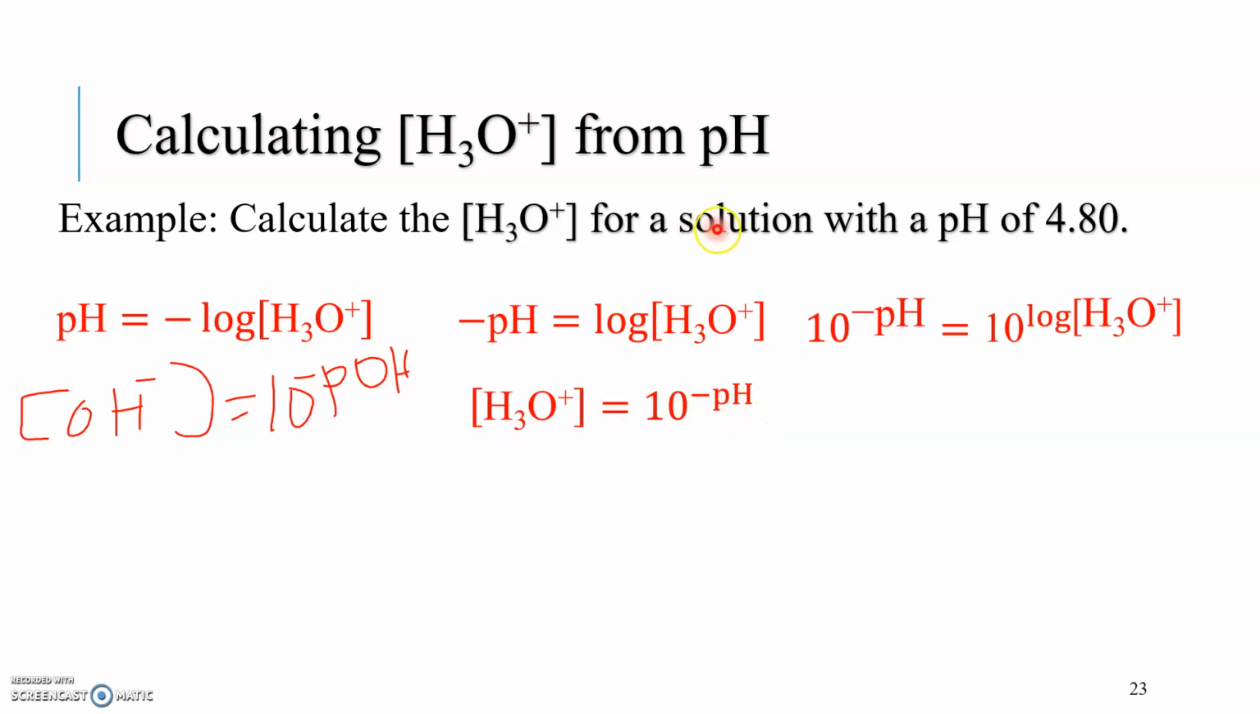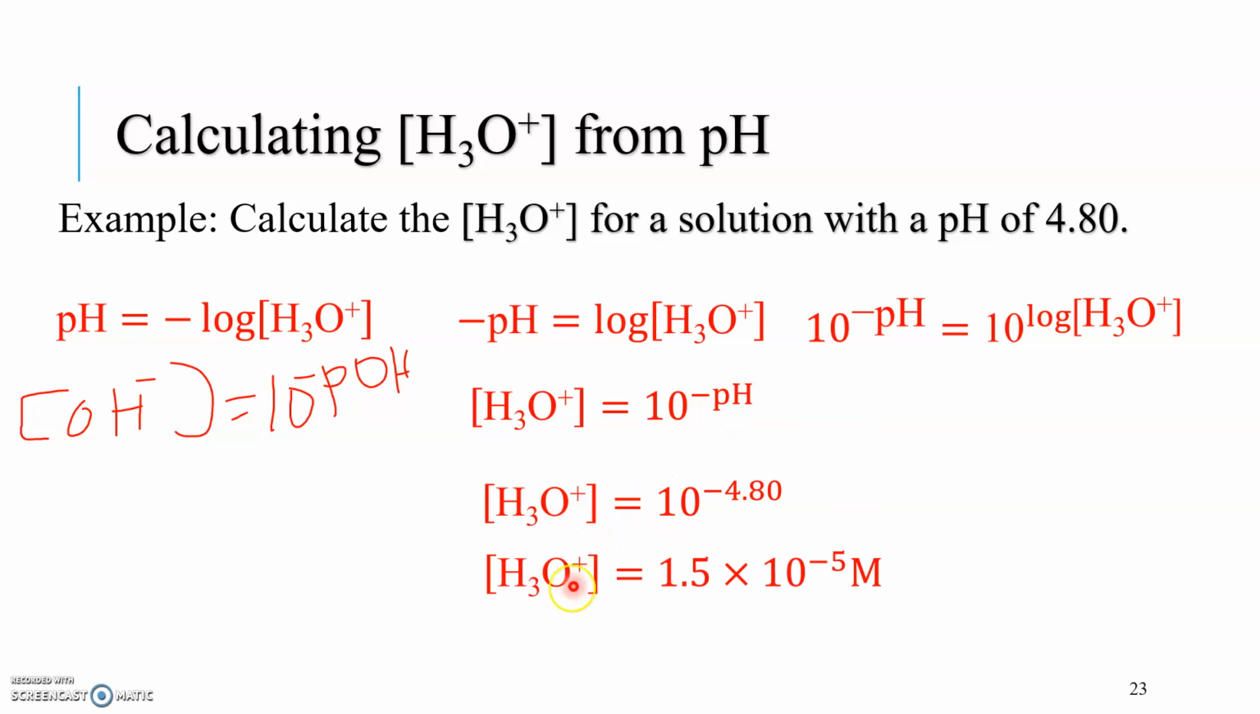So going back to our example, to calculate this, all I need to do is substitute the pH with 4.8. So the concentration of H3O plus is equal to 10 to negative 4.8. You put this number into your calculator, and the calculator will give you 1.5 times 10 to negative 5 molar.